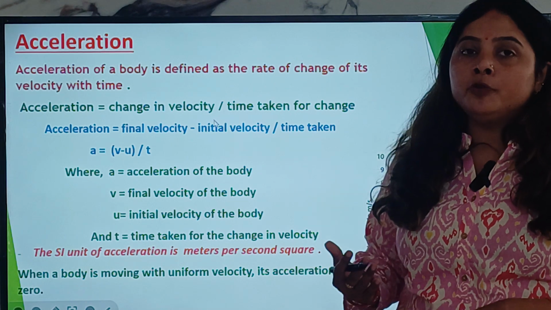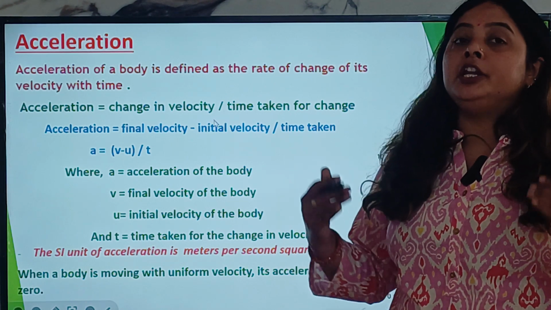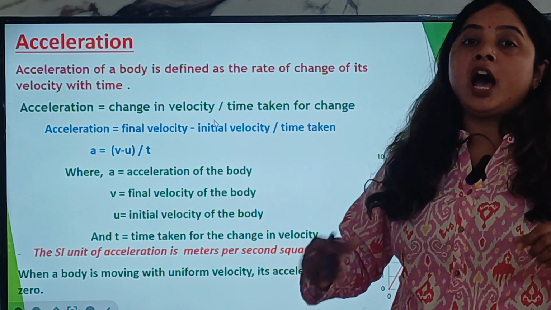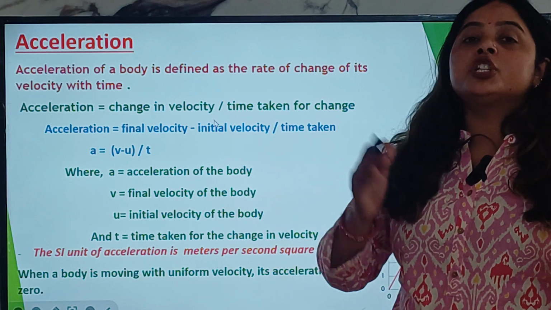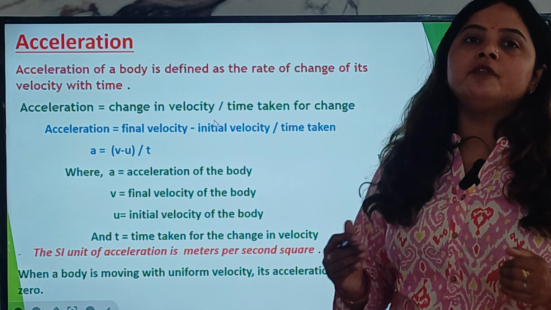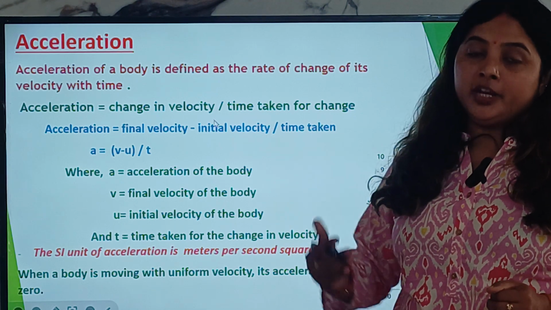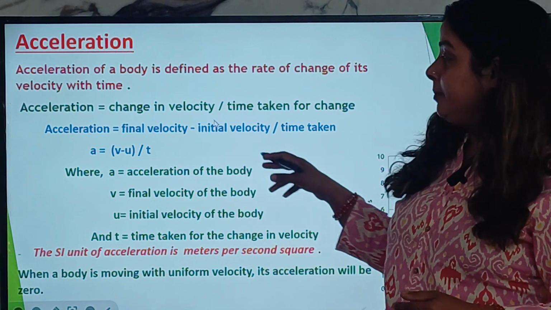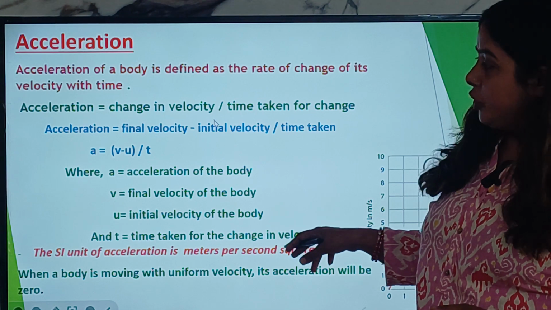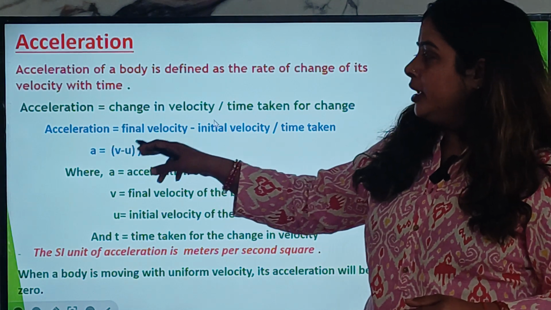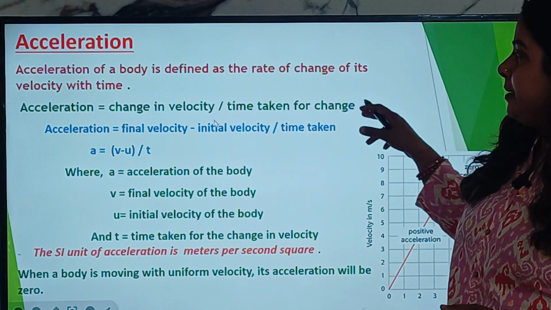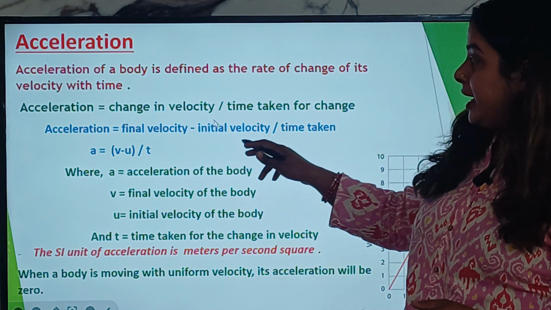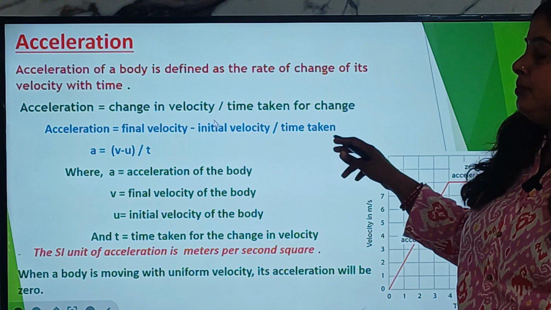Once again I'll explain. Suppose we are driving a vehicle, our initial velocity is 20 kilometer per hour, and when we accelerate our vehicle, our velocity changes to 50 kilometer per hour over a certain time period. So what is the change in velocity? 50 minus 20, that is final velocity minus initial velocity, divided by the time taken for the change in velocity. So the formula for acceleration is change in velocity upon time taken, or acceleration equals final velocity minus initial velocity divided by time taken.